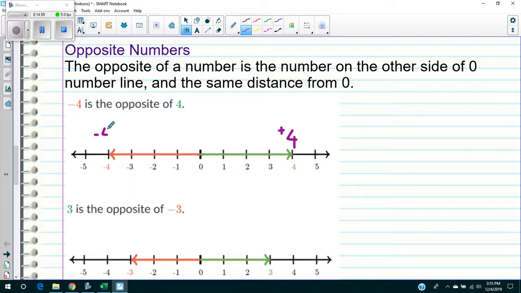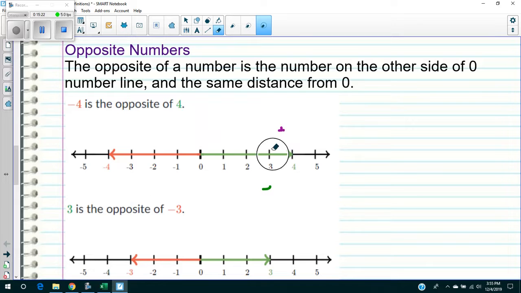Now, similarly, what's the opposite of negative 3? Think about that. That's right, positive 3. Here's the question though: what's the opposite of 0? That's right, 0. 0 does not have an opposite number. 0 is already at the beginning.